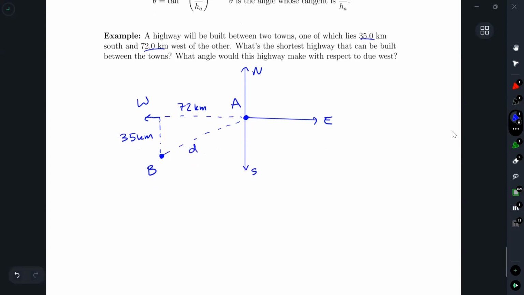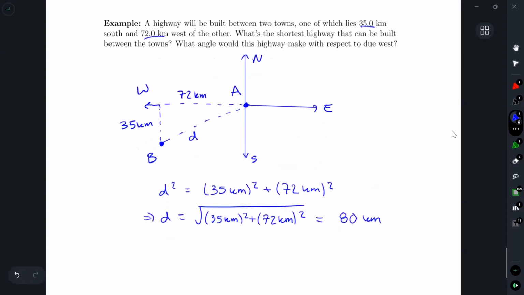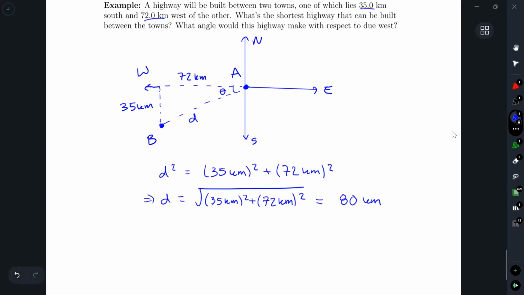Call that D. Then that's the hypotenuse. So distance squared equals 35 kilometers squared plus 72 kilometers squared. If I take a square root of that, comes out to about 80 kilometers. Now I need to find the angle this highway makes with respect to due west. So that would be this angle right here, theta. Someone go ahead and find that angle for me.